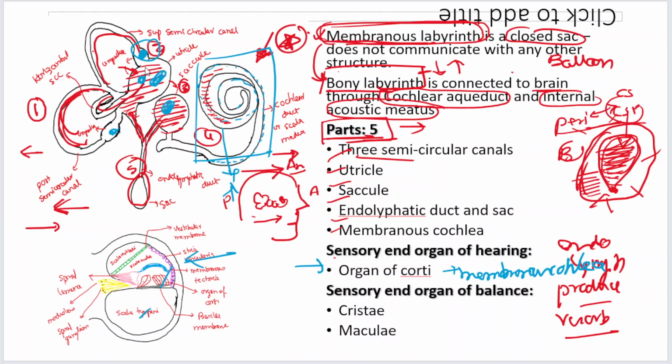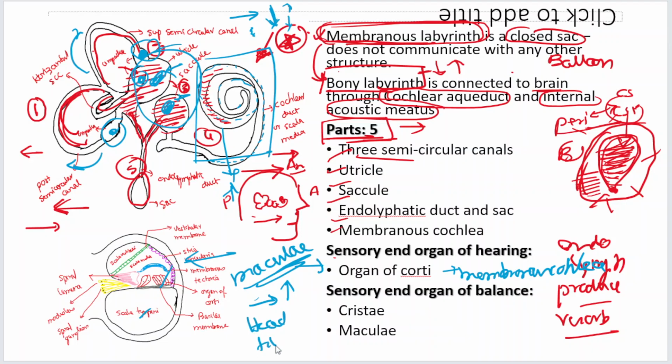that is the 3 crista that are present in the 3 ampulla, which are responsible for angular acceleration, and the 2 maculae that are present in the utricle and the saccule, which are responsible for linear acceleration and vertical movements against gravity or towards gravity, and also to maintain the static neck reflexes. The maculae function to maintain linear acceleration and vertical movements, and also head tilt kind of movements.